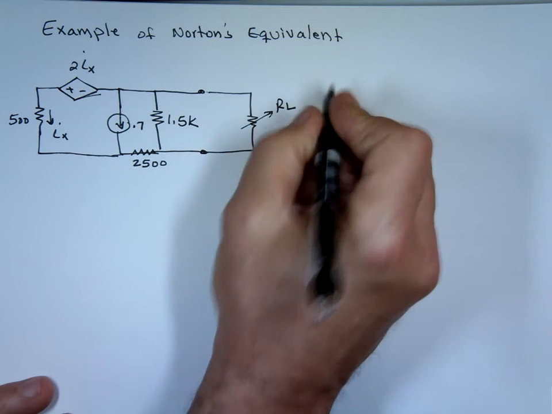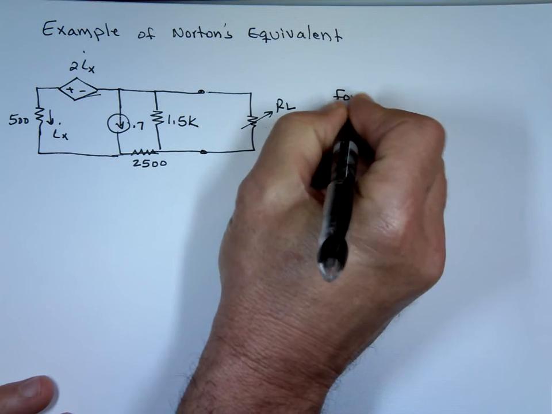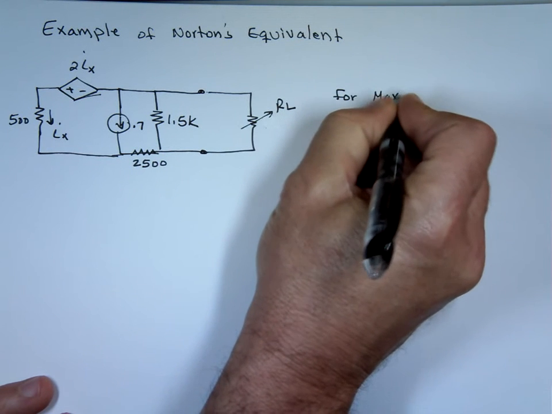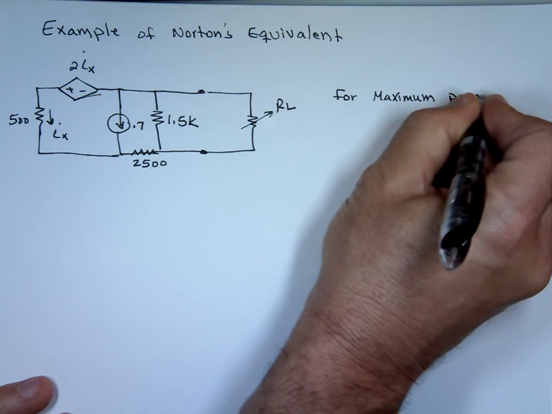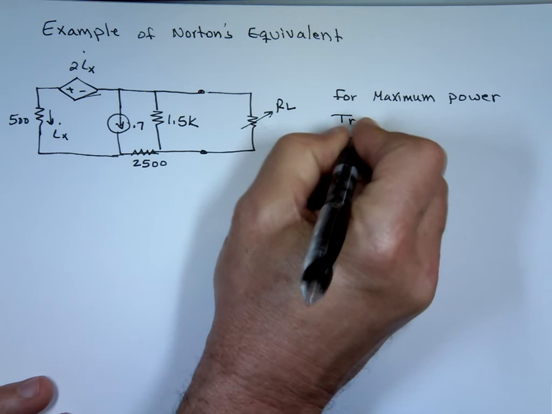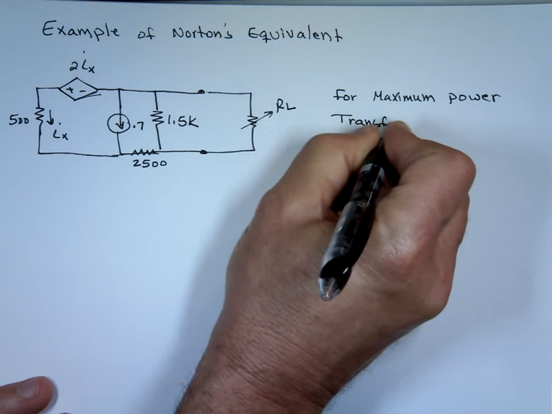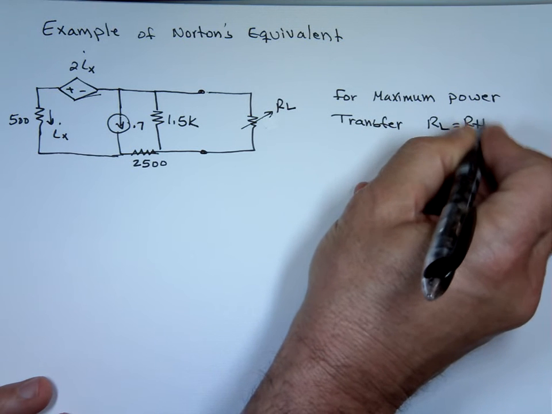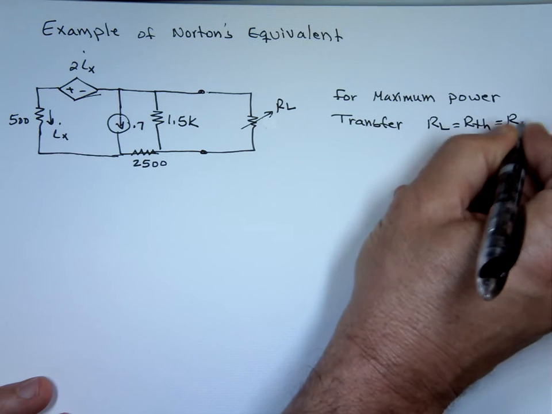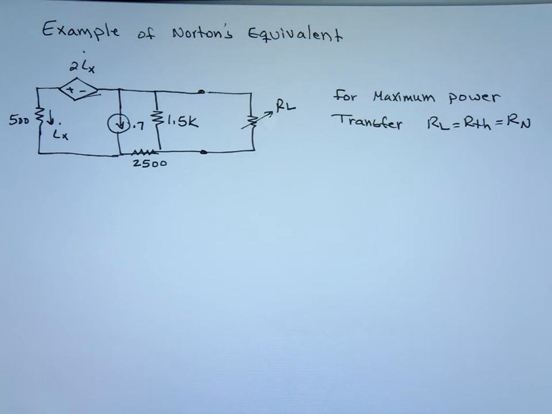Well, we know we need R for maximum power transfer. You need R sub L to equal R Thevenin. Well, since R Thevenin is equal to R Norton, you need R sub L to equal R Norton. So that's the first one. Maybe we'll calculate the maximum power delivered to it too while we add it.